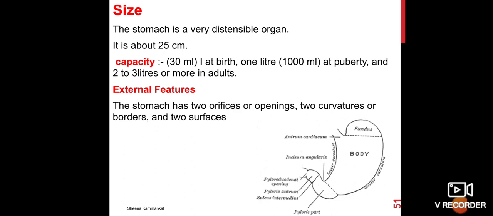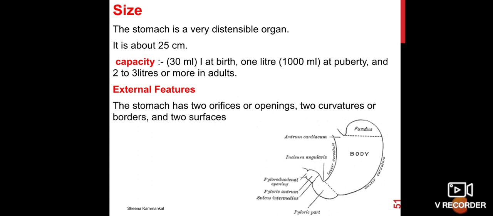Then regarding the size, the stomach is a very distensible organ. It is about 25 centimeters. The length of the esophagus was also 25 centimeters. While taking the stomach, the length is 25 centimeters here. And regarding the capacity of the stomach, at the time of birth, a fetus will have a capacity of 30 milliliters. At puberty, it becomes 1000 milliliters, and in adults, it may be 2 to 3 liters.